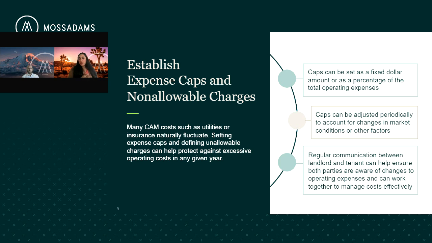If you have a 25-year lease, you shouldn't be locked into a cap in year one that is just not really helpful over 25 years. But it's having a clause in the lease that says this could be revisited periodically and touched with an amendment to fix it. And again, just speaking to having that regular communication between parties can help ensure that everyone's aware of changes to operating expenses and then work together to manage costs effectively.